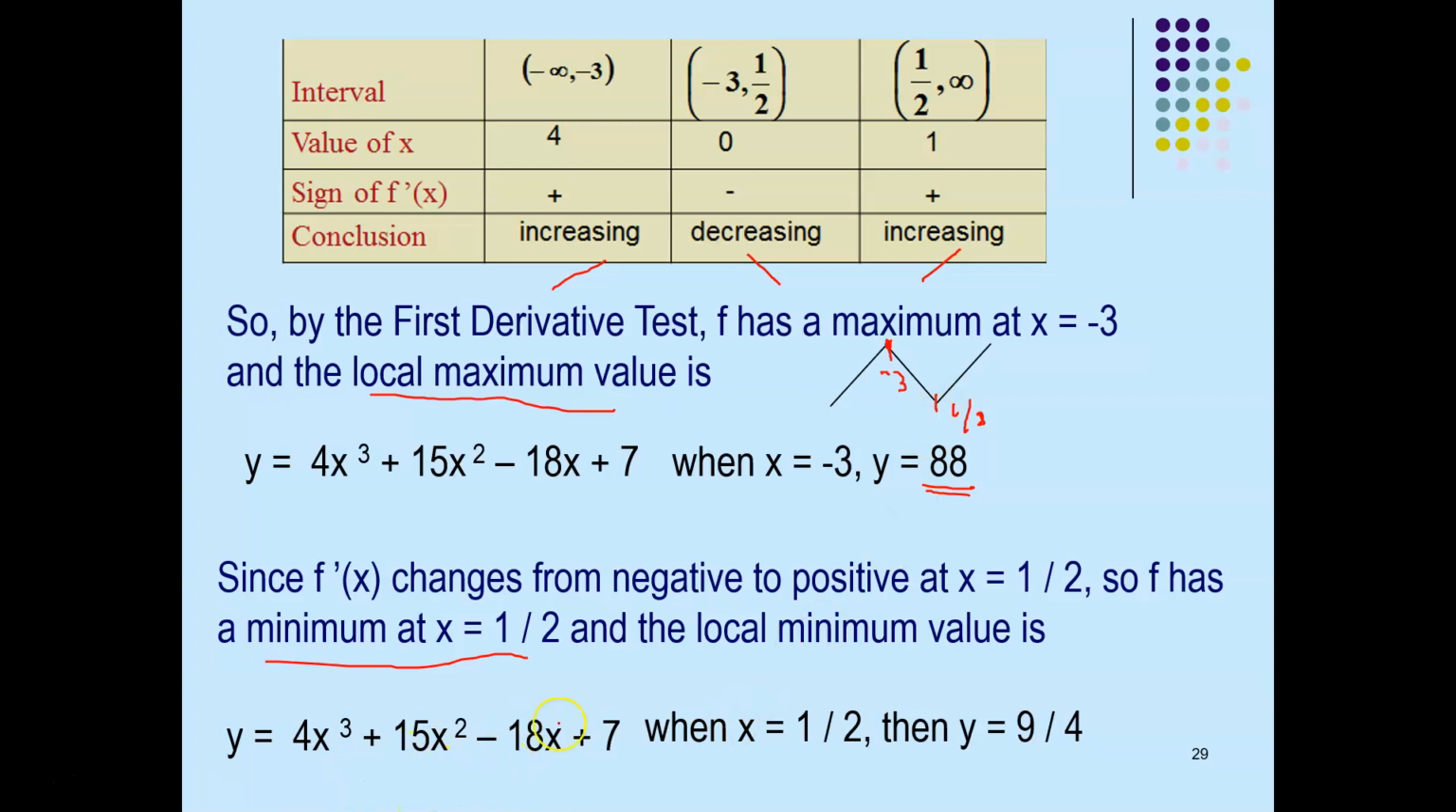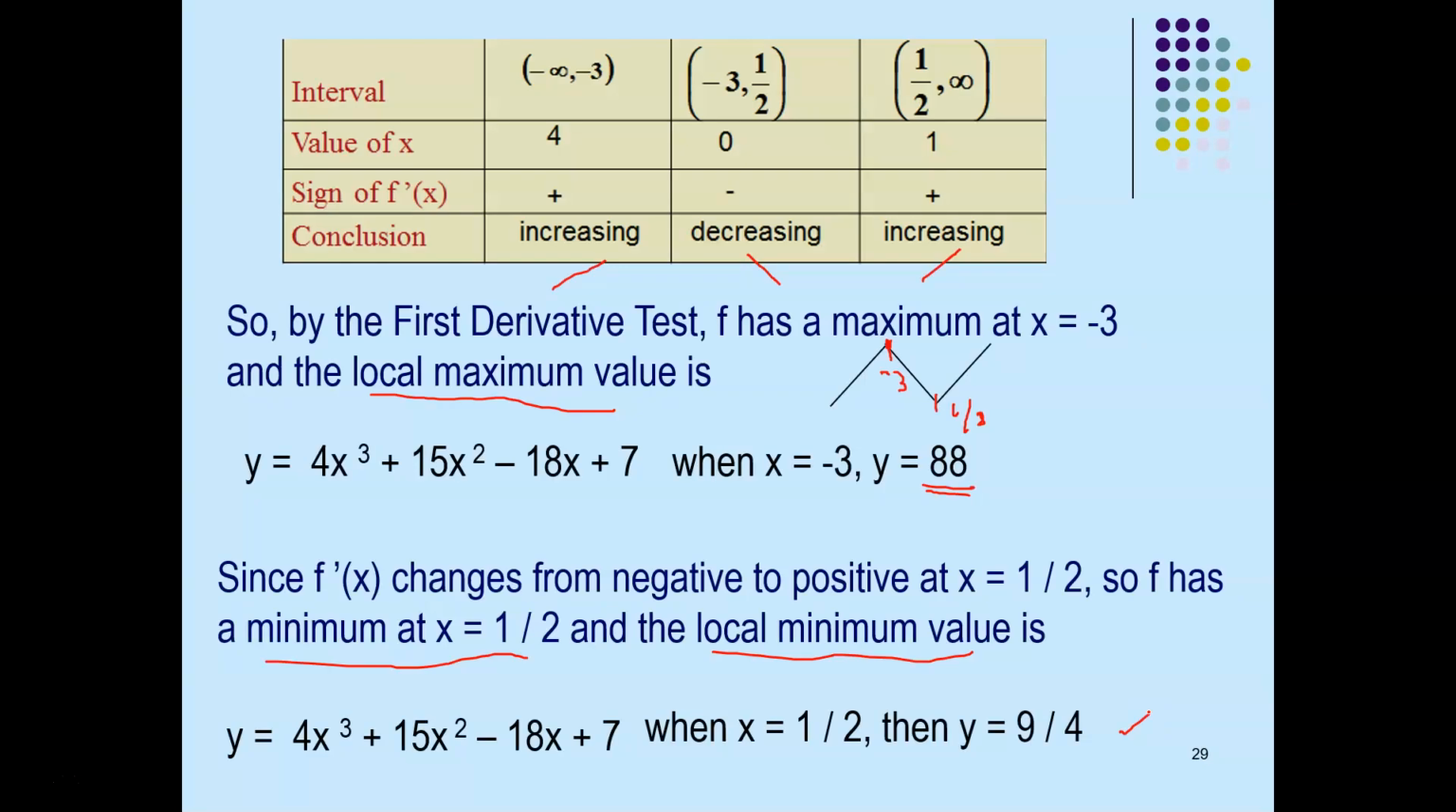Okay. So you need to find the local minimum value. Local maximum value meaning you have to substitute the x into the y, so that you have this one. Local minimum sama juga. Cuma nama dia saja berubah. Tadi maximum, sekarang minimum. You substitute the value of half into the y, the original y. Okay. So that you get this answer. Okay, that's it. You already found your local maximum value or local minimum value.